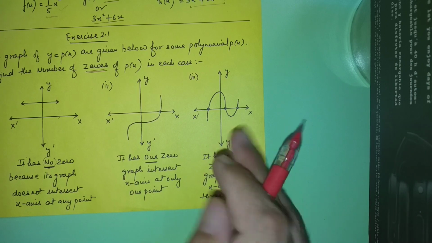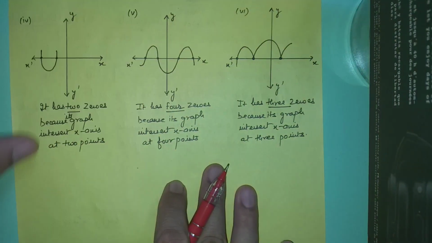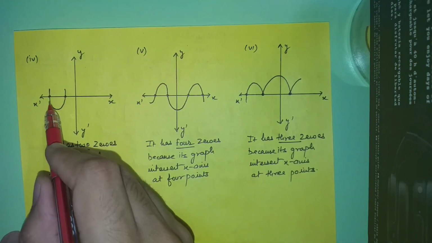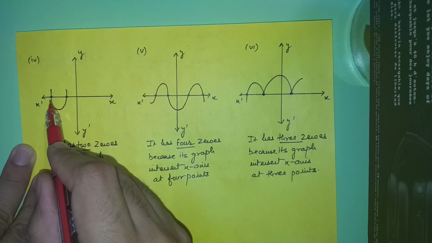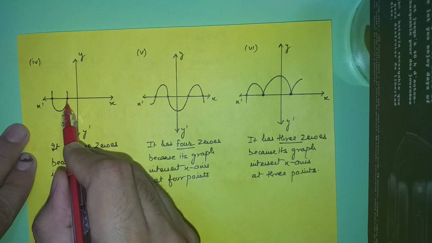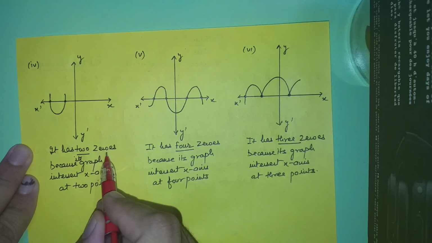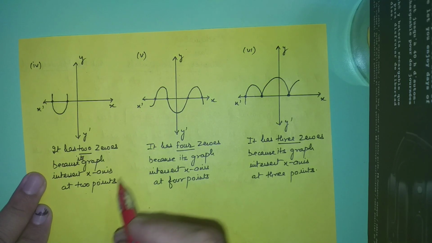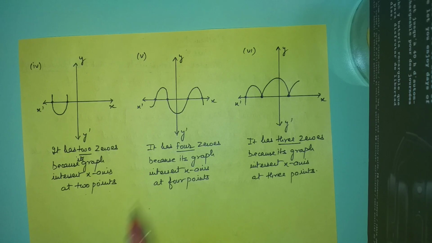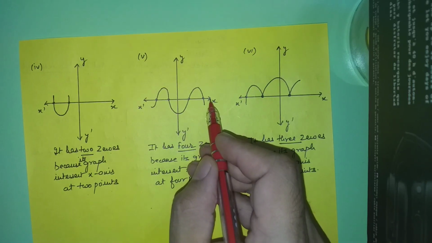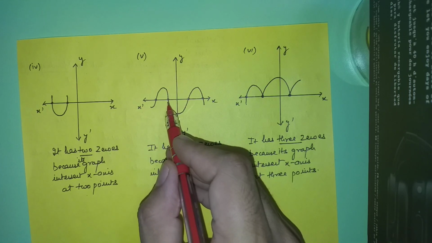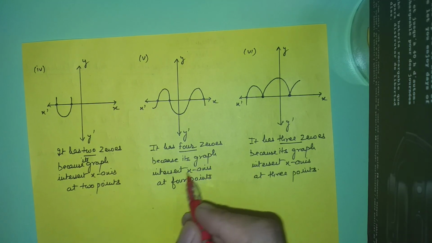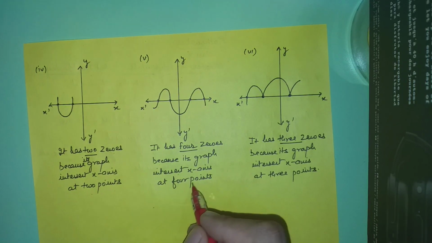Now coming to the fourth part, we have the curve. See, in this curve it touches the x-axis at 2 points. This is the first point, this is the second point. So we'll write it has 2 zeros, because its graph intersects the x-axis at 2 points. Similarly in the fifth part, the curve intersects the x-axis at how many points? 1, 2, 3 and 4. So it has 4 zeros, because its graph intersects the x-axis at 4 points.